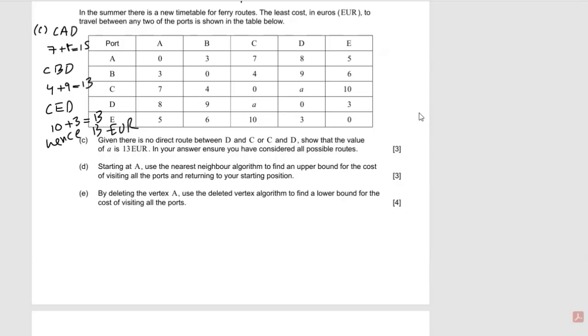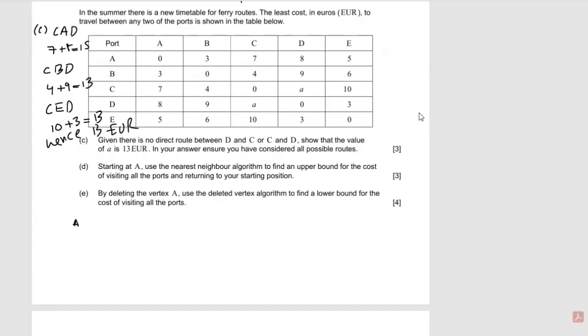Okay, part D. They're saying starting at A, use the nearest neighbor algorithm to find an upper bound for the cost of visiting all the ports and returning to your starting position. So remember, if you have gone rusty, you can revise it again. What's the nearest neighbor algorithm? You start at a vertex, you move on to the next nearest vertex, and then you use the last vertex to reach back to the starting vertex. I usually don't encourage doing this question like this. It's better to make some sort of a diagram first, right?